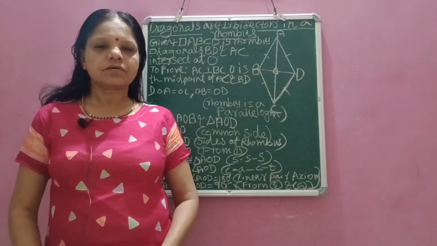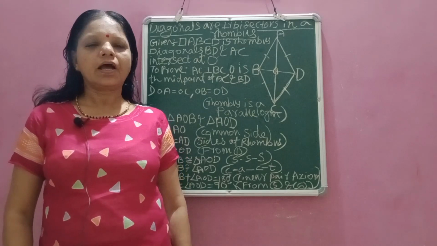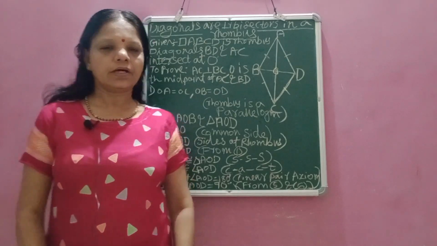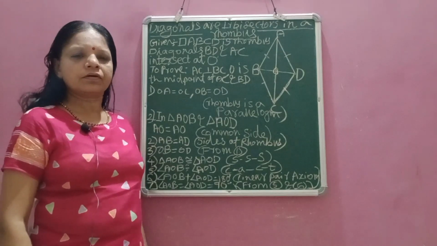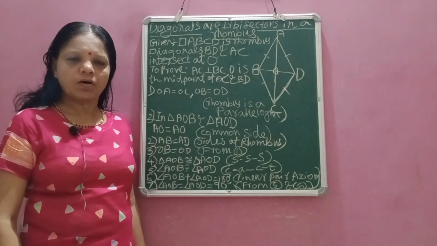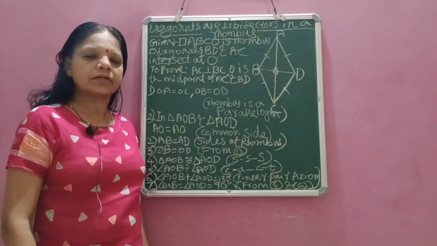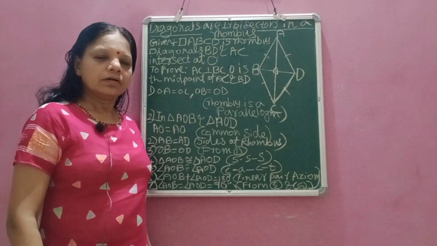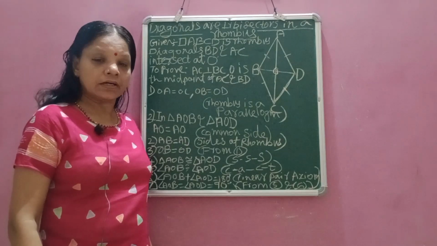So we will start today's lesson with a new theorem and its proof. It is related to the geometrical figure rhombus. The definition of rhombus is: when all the sides are equal, the quadrilateral is a rhombus. So rhombus is also a parallelogram.